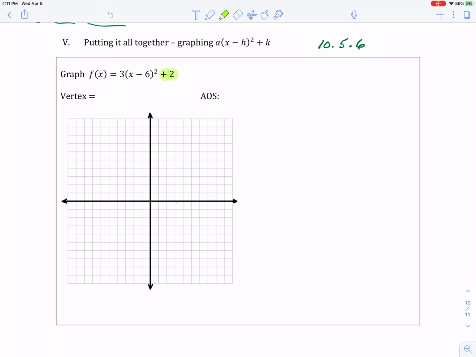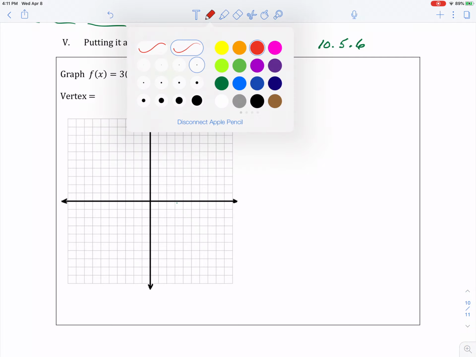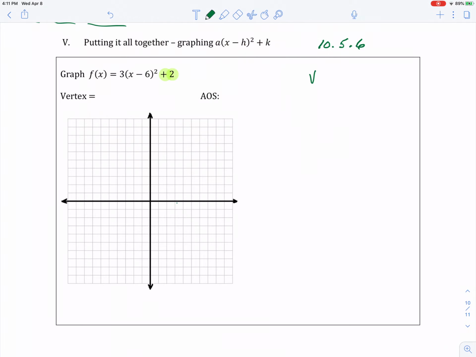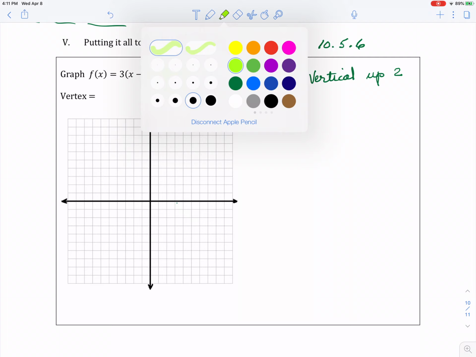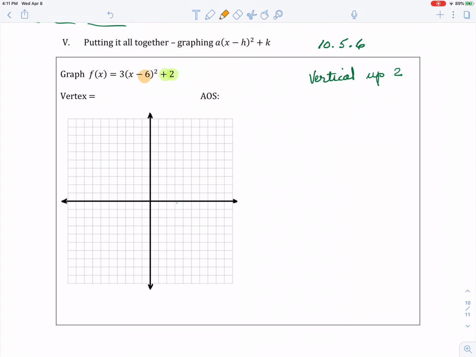This plus 2 on the end is going to give me a vertical shift up 2. The -6 inside the squaring is going to give me a horizontal shift that goes to the right. Remember, it's in the opposite direction when it's on the inside of the parentheses.